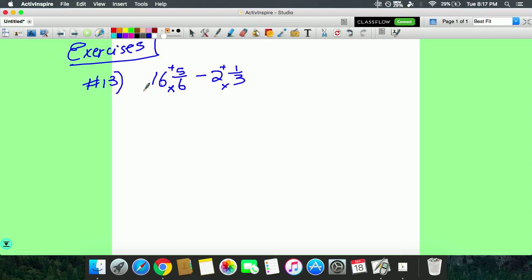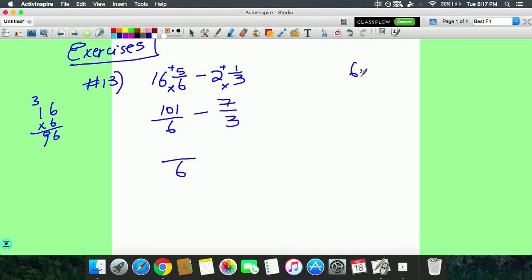So 16 times 6 is 96. So 96 plus 5 is 101 over 6, minus 3 times 2 is 6, plus 1 is 7, 7 over 3. So I changed that to improper, and now I can find the LCM. The LCM between 6 and 3 is 6.